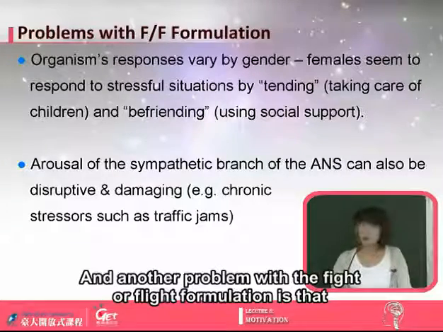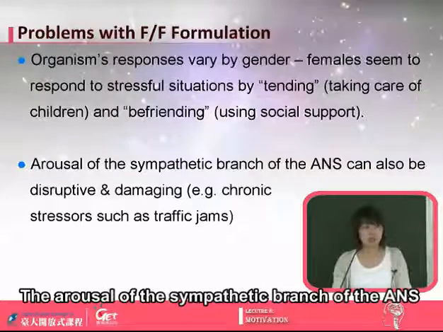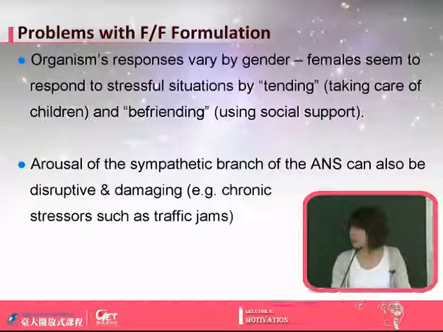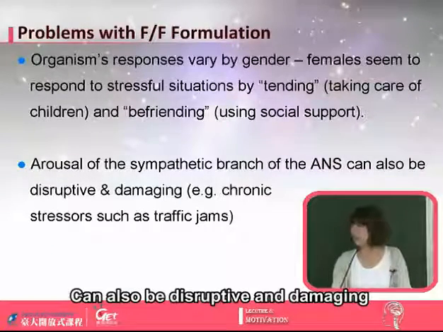And another problem with the fight or flight formulation is that the arousal of the sympathetic branch of the ANS can also be disruptive and damaging.